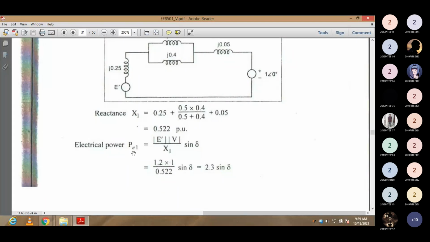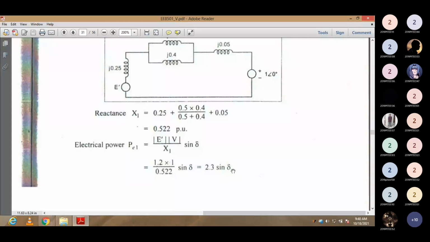Next, I have to evaluate my electrical power PE1. The general equation for electrical power is modulus of E dash, modulus of V divided by X1, into sine del. X1 is the reactance which we found earlier, E dash is the transient voltage of the generator, and V is the bus bar voltage. We don't know the value of del, so I keep del as it is. E dash is 1.2, V is 1, X1 is 0.522 sine del. So electrical power PE1 is 2.3 sine del.